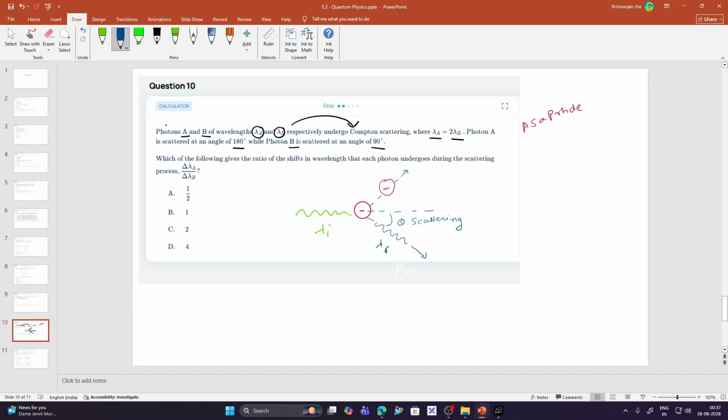Now the equation that we are going to use for this is delta lambda is equal to h upon m_e c times (1 minus cos theta). I will explain what is delta lambda, what is h, what is m_e, what is c, and what is 1 minus cos theta. I'll explain everything. This delta lambda is the change in wavelength.